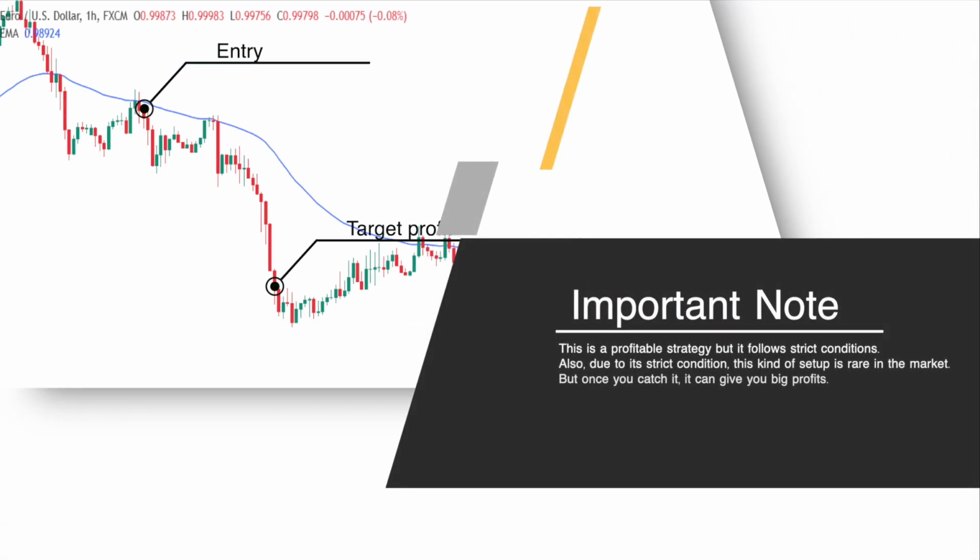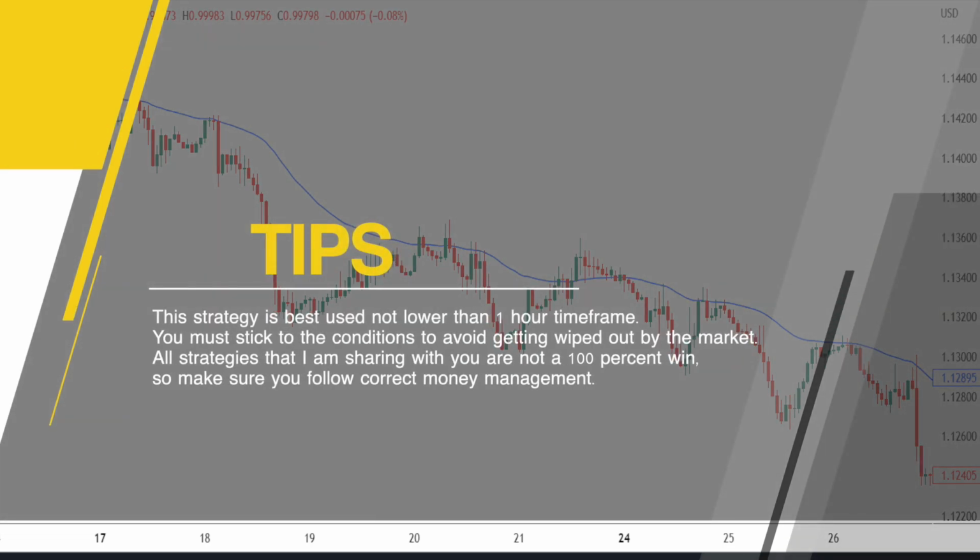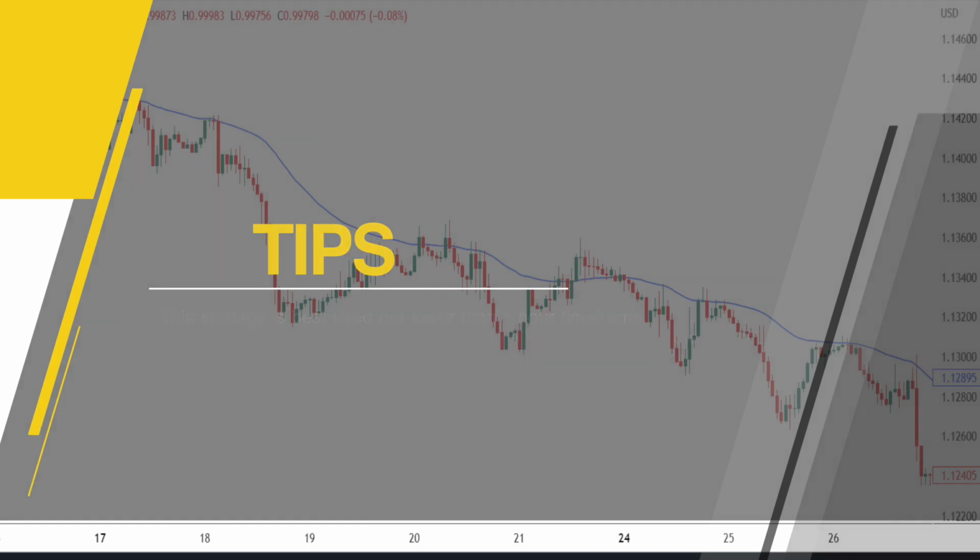This is a profitable strategy, but it follows strict conditions. Also, due to its strict condition, this kind of setup is rare in the market. But once you catch it, it can give you big profits. This strategy is best used not lower than 1 hour time frame. You must stick to the conditions to avoid getting wiped out by the market. All strategies that I'm sharing with you are not a 100% win, so make sure you follow correct money management.